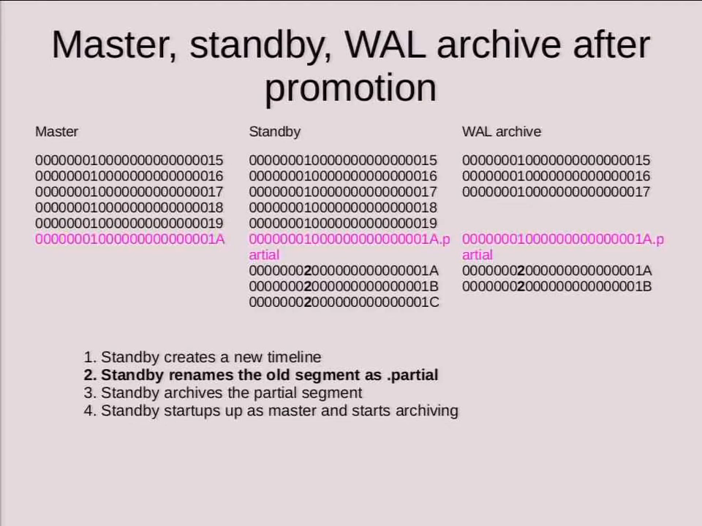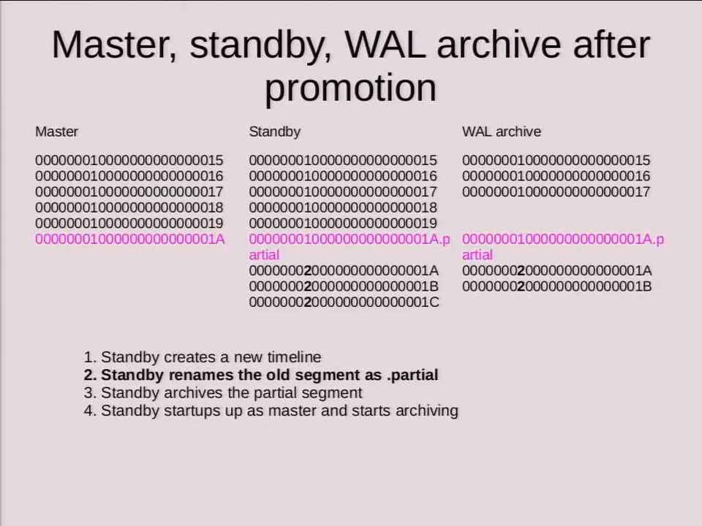You have this master that crashed, and in it you will have the segment without the partial suffix. That's in the pg_xlog directory. You don't need to look at that. It was the file it was writing to. In the standby, it has been renamed to .partial, and it also gets archived by the standby as the .partial. And now the standby continues running. It generates these WAL segments on the new timeline, you see the little number 2 there that indicates the timeline.